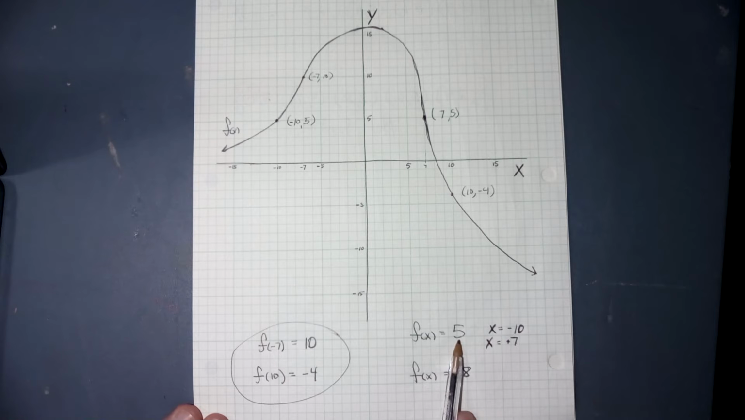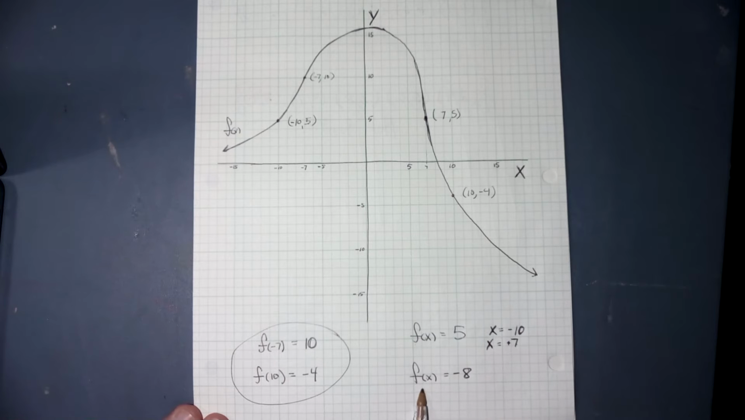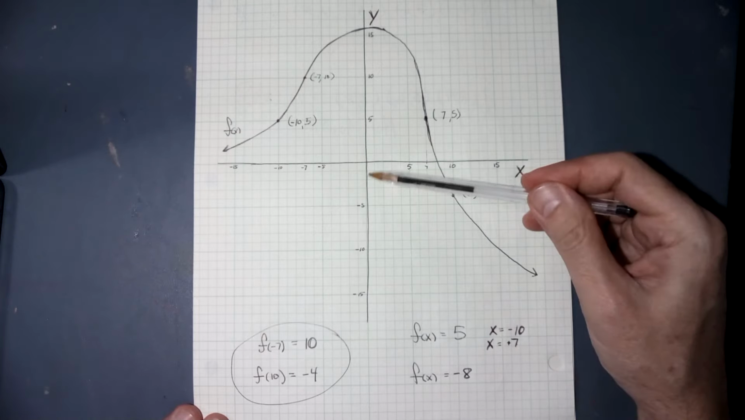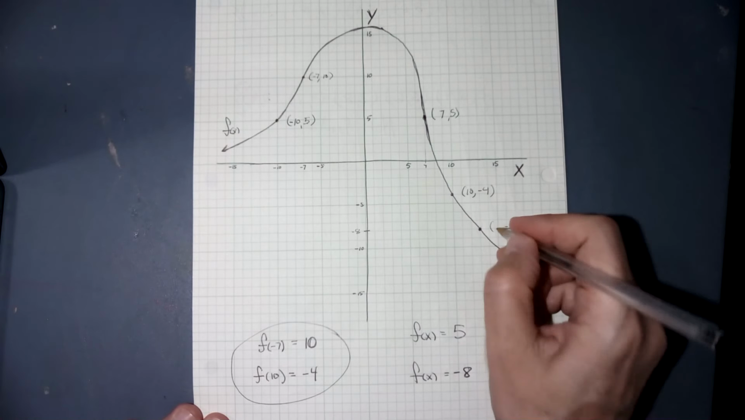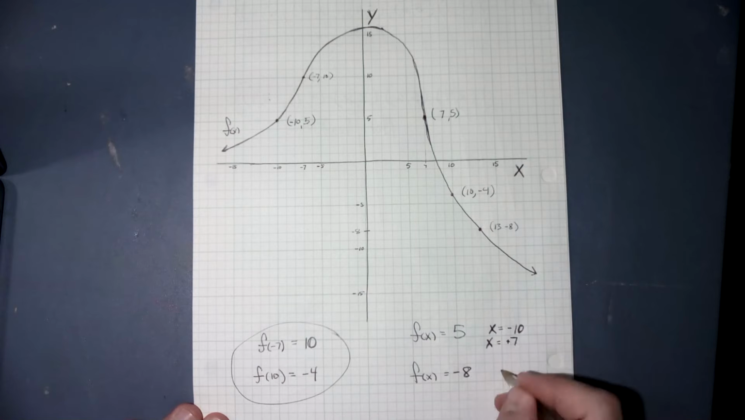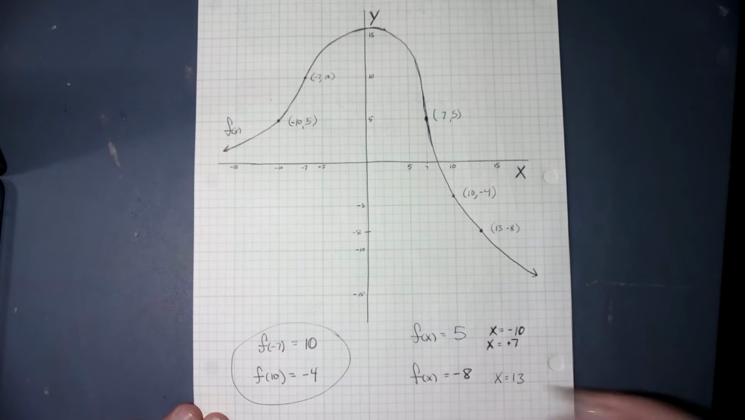But it doesn't necessarily always have two. For instance, f of x equaling -8. Again, they're saying y, our output, is -8. So I come down here to -8. -8's right here. There's nothing to the left that I can see. So I look to the right and I find this point right here. This point here has a y value of -8. I look down and it has an x value of 13. So I have an x value of 13.